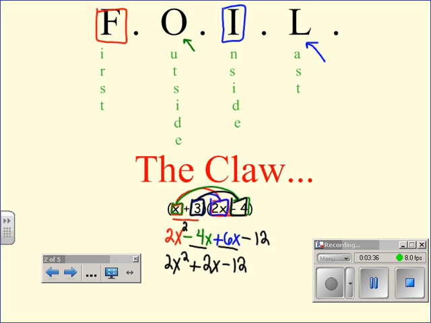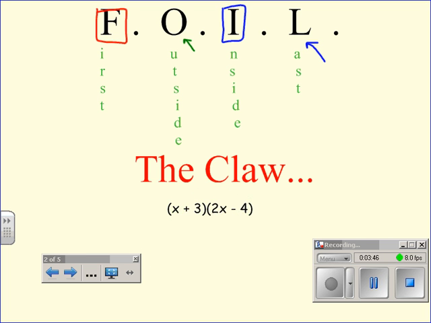The FOIL method is also called the claw, and it gets its name, the claw, because when you're actually distributing the numbers, you kind of create a claw. So I'm going to redo this problem very quickly just to show you how you can make a claw out of this. If you think of this as just a distribution, you're going to take each term of the first binomial and distribute it to the terms of the second binomial.